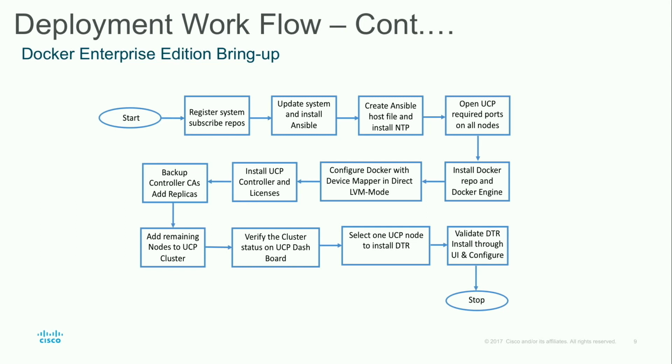Once it's all done, you can add nodes into different kinds of roles. You can add nodes to the controller, you can add nodes to the UCP cluster, and you verify everything is working by running Ansible commands. You can run docker ps and other commands to verify everything is up and running. And you can select one of the UCP nodes to install DTR, and the same node can be used to join the other nodes for the DTR using Ansible.